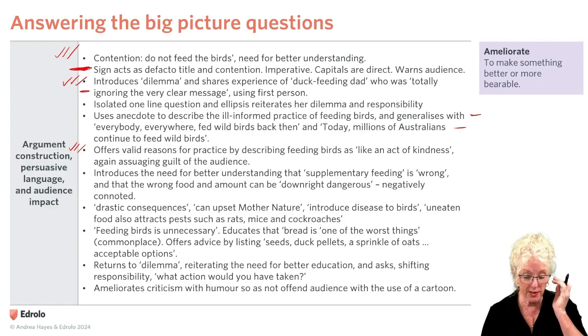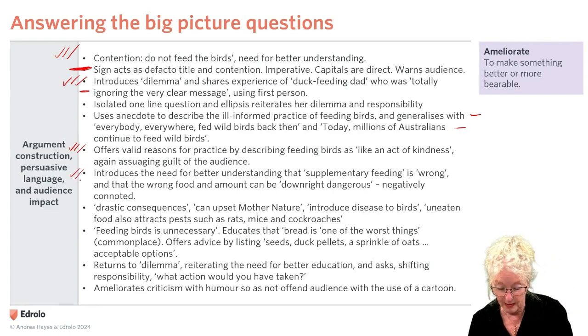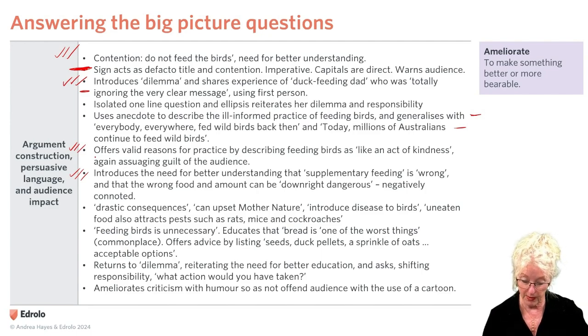Then she introduces the need for understanding. So these ticks are the argument points. She talks about supplementary feeding and how it's wrong. And she uses a lot of negatively connoted words: downright dangerous, drastic consequences, can upset Mother Nature, introduce disease. So all negative words. Poor old pests, rats, mice and cockroaches, they're always negatively associated.